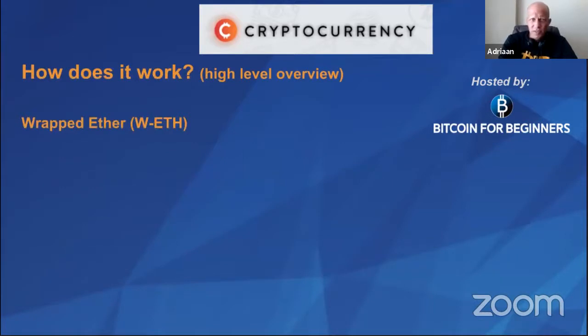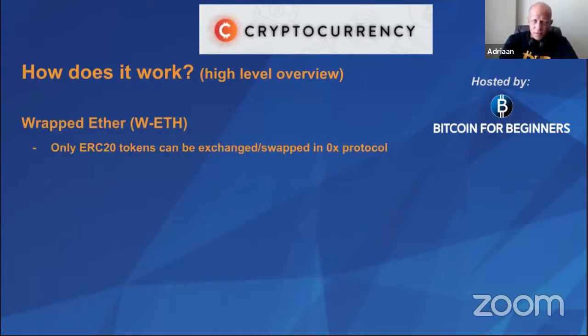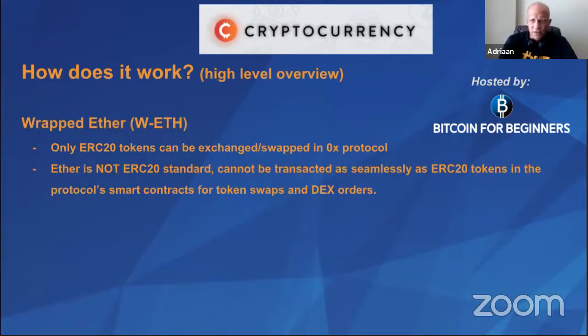There is one specific issue with the 0x protocol, which is also quite interesting, and that's the so-called wrapped Ether, or WETH. The point is that on the 0x protocol, only ERC20 tokens can be exchanged and swapped on the network. However, Ether itself is not an ERC standard, so it cannot be transacted as seamlessly as the ERC20 tokens in the protocol's smart contracts for token swaps and decentralized exchange orders.